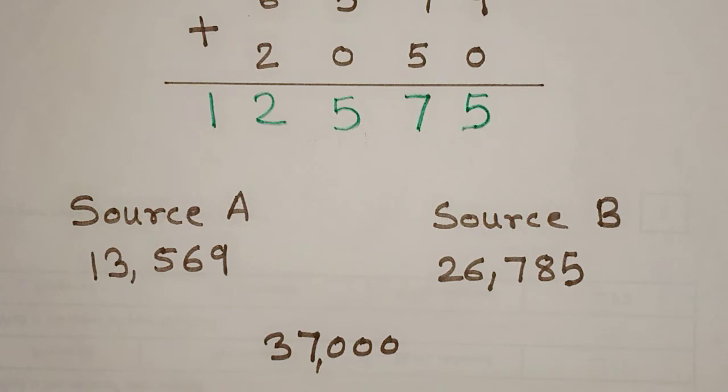A trader is to receive money from two sources. The money he is to receive is rupees 13,569 from source A and rupees 26,785 from source B. In the evening he has to pay someone 37,000. So what he quickly does, he rounds off these numbers and quickly works out the rough answer, and he is happy that he has enough money with him.